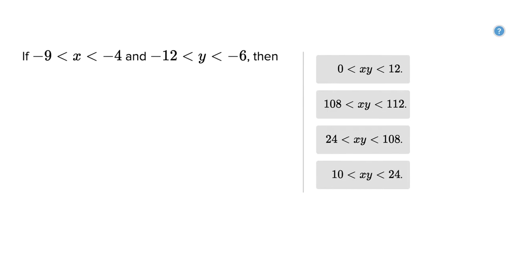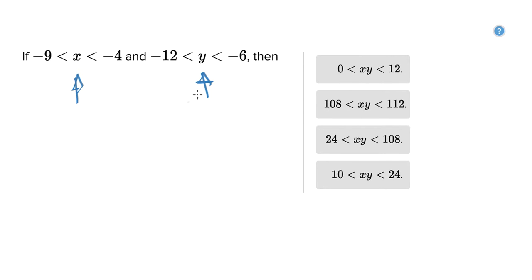The following problem is asking you to assess what the value of multiplying two variables expressed as inequalities would be. So x is greater than -9 but less than -4, and y is greater than -12 but less than -6, in terms of a range.